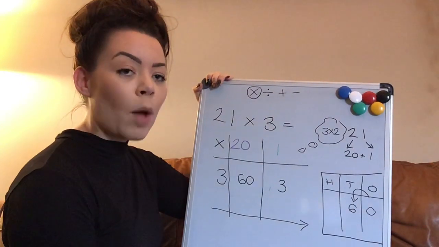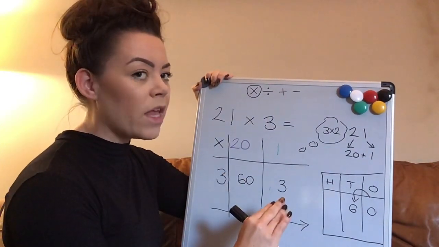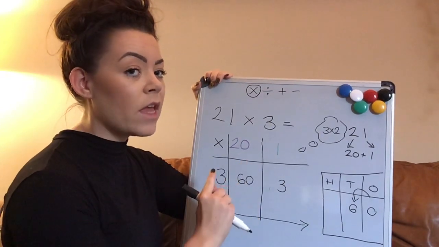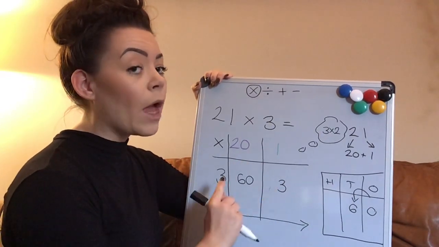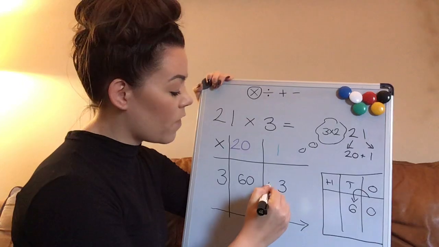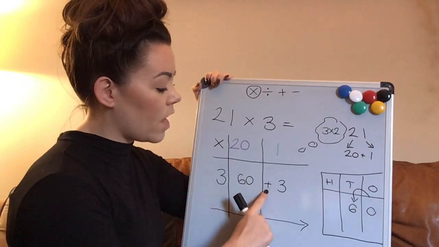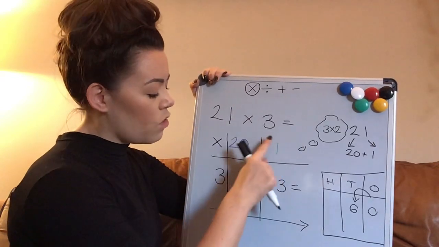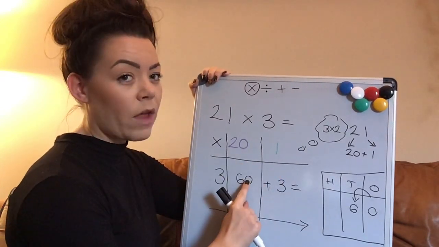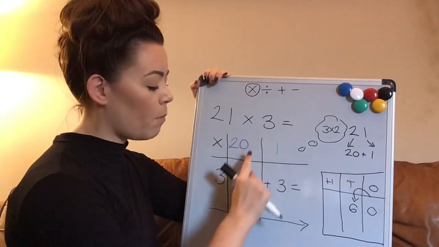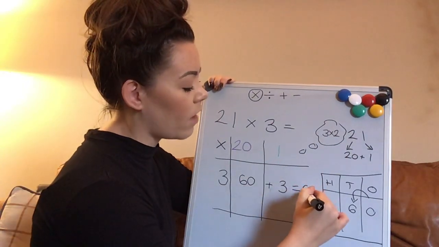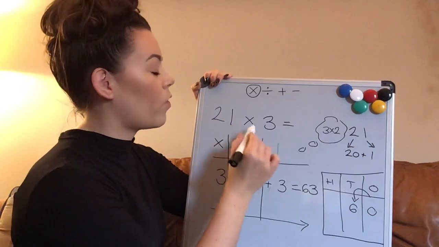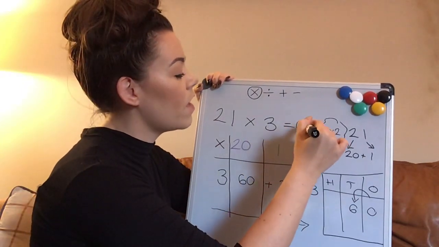Now the last job, my answer isn't 603. That is telling me that 3 times 20 is 60 and 3 times 1 is 3. My last job is to add them together. So 60 add 3. I'm imagining this 3 jumping on top of where that 0 is. There aren't any 1s, so it can jump on top, and I get the answer 63. 21 times 3 is 63.